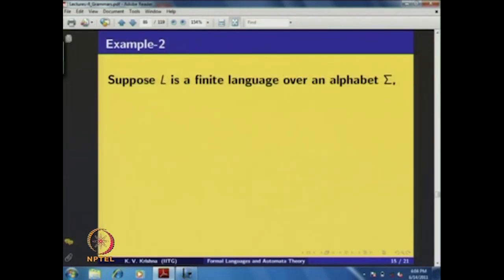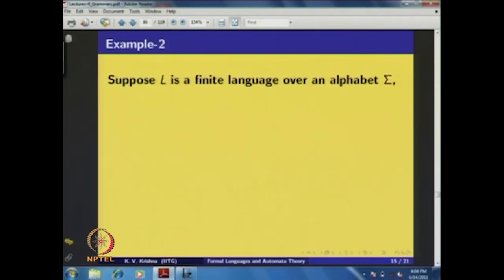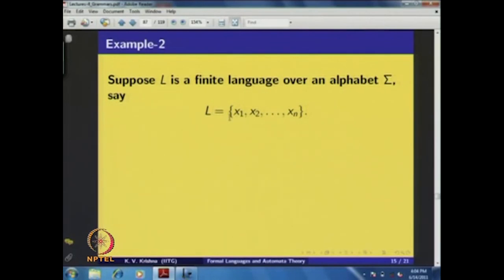Let me consider another example by extending this notion, whatever example we have defined here. In the previous example, we considered four strings, and this is the grammar we have defined. Now, if you take any finite language, with finitely many strings, say L equal to x 1, x 2 and so on up to x n, finitely many strings are there. Now, consider the finite set P containing S gives x 1, and here we are introducing this notation, the symbol R, x 2, R x 3 and so on R x n.